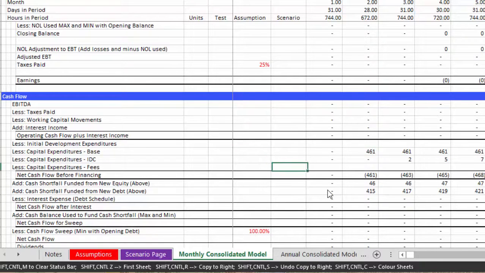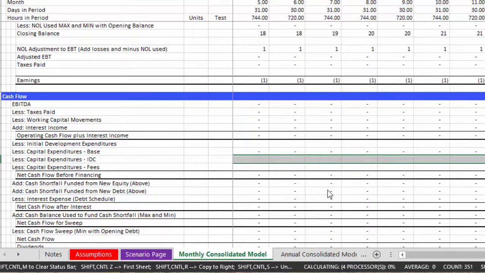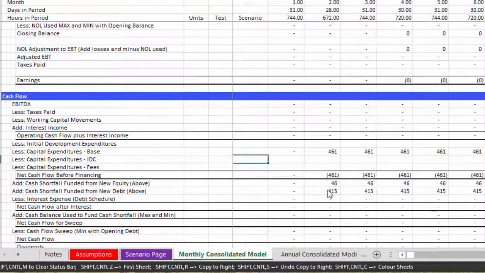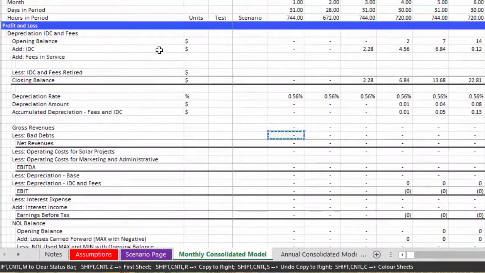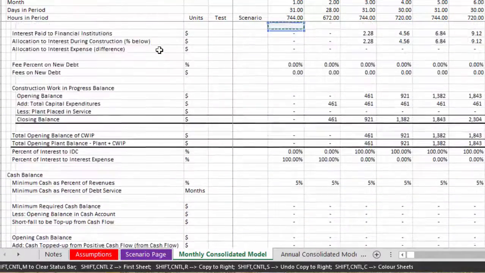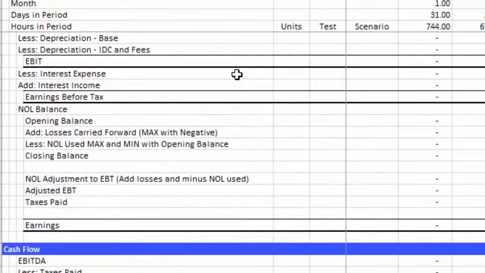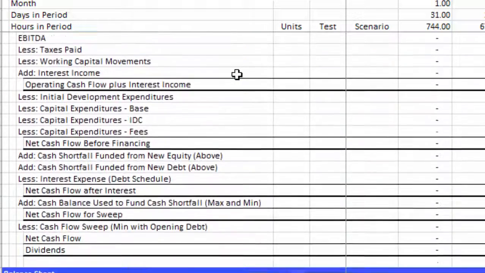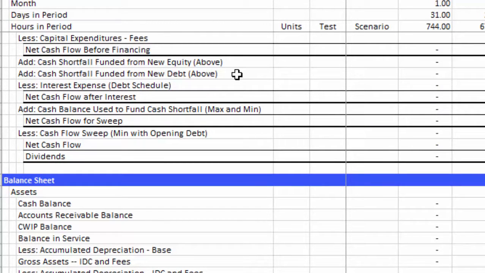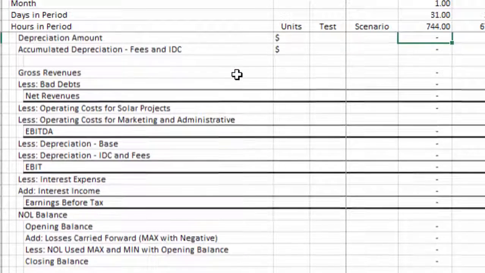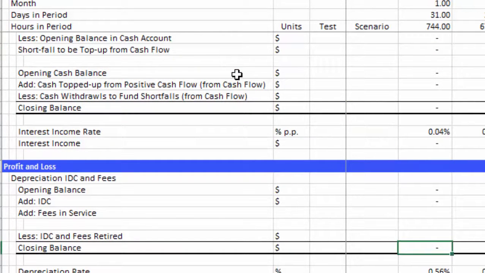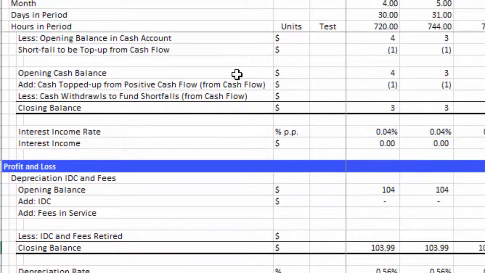Okay, now I put the interest during construction as a minus. Now, if we didn't do that, you see the balance sheet wouldn't balance. Okay, so step one is to make sure that you account for the interest during construction somewhere. And after you have the interest during construction accounted for, make absolutely sure that you account for it somewhere on the profit and loss statement.